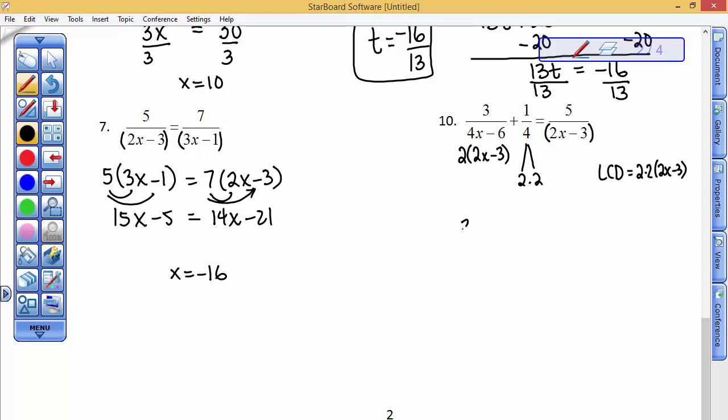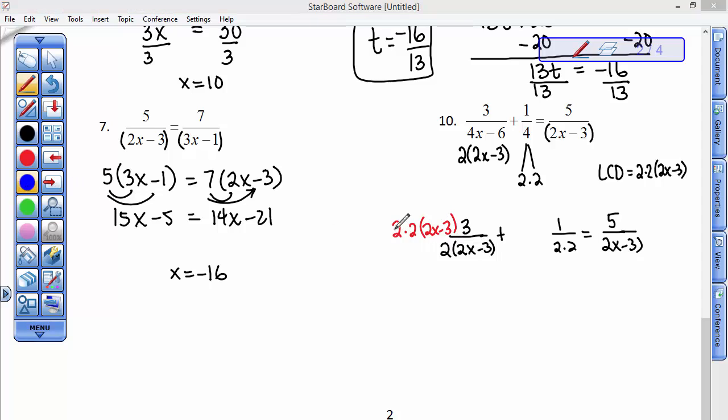I'm going to go ahead and rewrite this. You have 3 over 2 times 2x minus 3, and then you have 1 over 4, which is 2 times 2, and then you have 5 over 2x minus 3. Could you start to notice now that if I multiplied this fraction by the whole LCD, 2 times 2 times 2x minus 3, that one of the 2's and the 2x minus 3 will cancel.